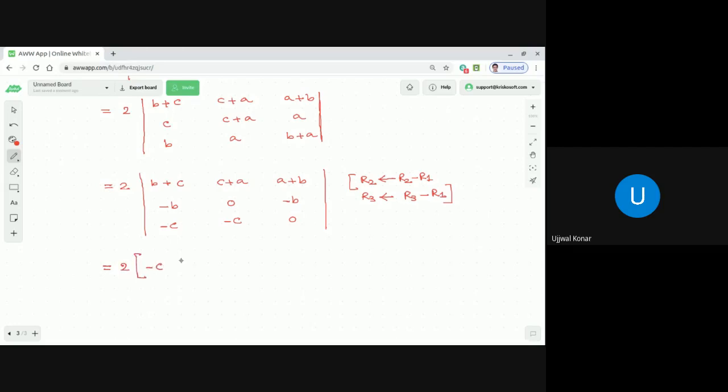minus C, and then the determinant should be C plus A, plus B, 0, minus B, then plus C. What we are going to get is B plus C, A plus B, minus B, minus B. Correct?